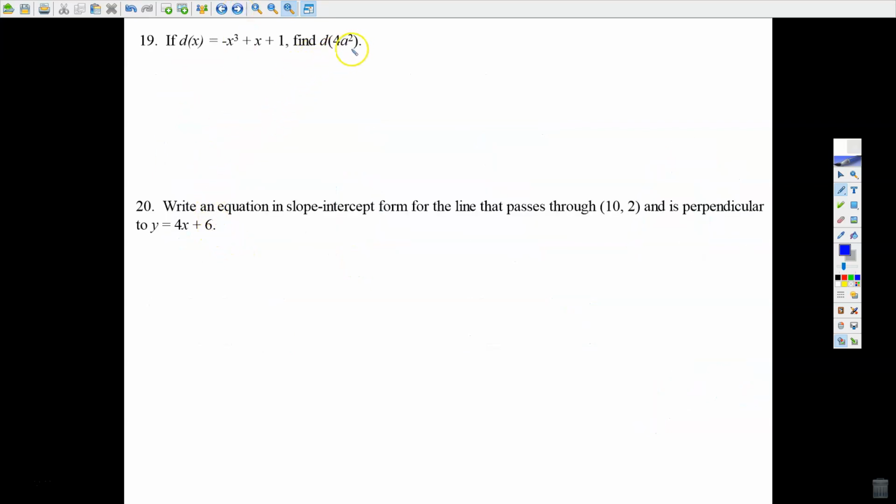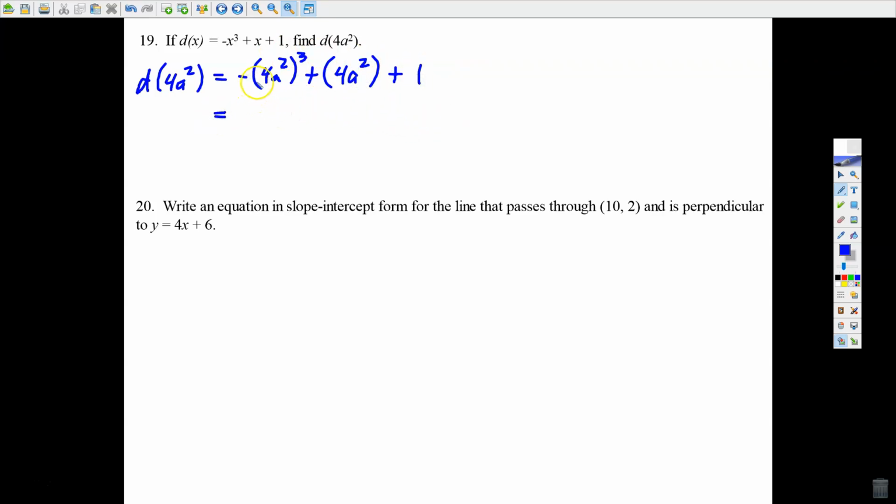All right, number 19, here's another evaluating a function, but this time our input is not just a number, it's a monomial consisting of a number and a variable squared. But the same idea as what we've done in the past, sort of like what we've done in function cornhole. Wherever I see x, I'm going to replace it with 4a squared, and this is all cubed. And then here's another x, so it's going to be replaced with 4a squared plus 1.